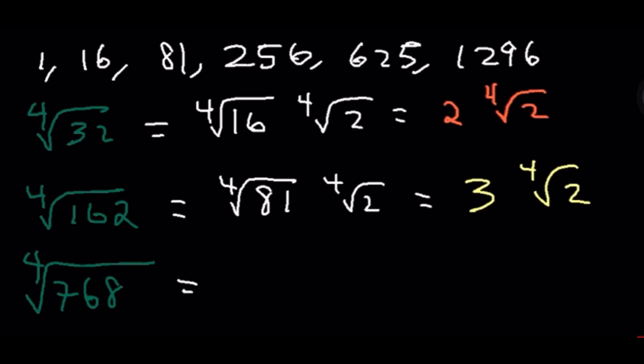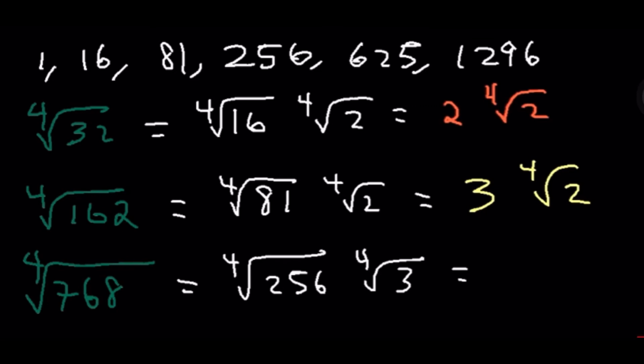Now which number goes into 768? Let's see. 768 divided by 81 is a decimal answer, so that doesn't work. 768 divided by 256 is 3. So we can rewrite this as the 4th root of 256 times the 4th root of 3. The 4th root of 256 is 4. And that's the answer we get for that problem.